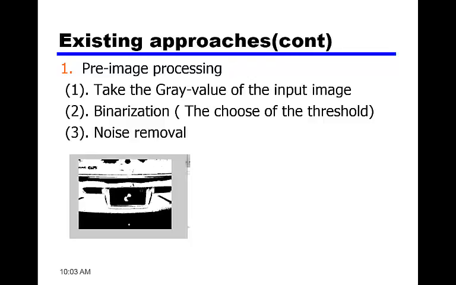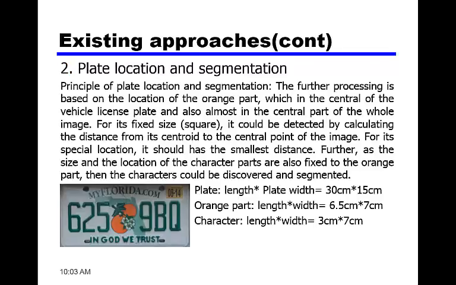You can see that the whole image has been separated into several united areas, the white areas. There could be a smallest plate location and segmentation cover square, and all the further processing is based on the location of the orange part calculated. Again, that's the example, which is in the center of the vehicle license plate.